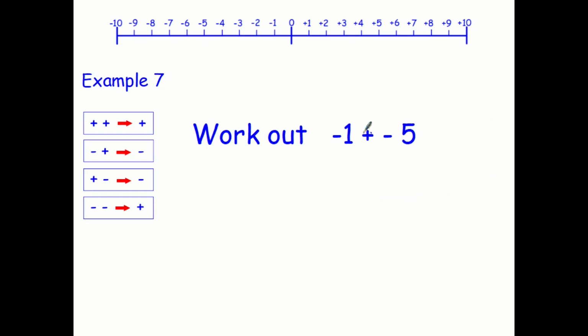Example 7, minus 1 plus minus 5, those two signs next door to each other. So I'm going to apply this rule here. They become a negative, and then it's minus 1, minus 5. Remember, don't fall into the trap that some people do, and they think, well, those two negatives make a positive. No, they don't, because they're not next door to each other. So you just read it from left to right like a book. Minus 1, minus 5. Well, if I go to minus 1 here and I minus 5, I end up at minus 6.